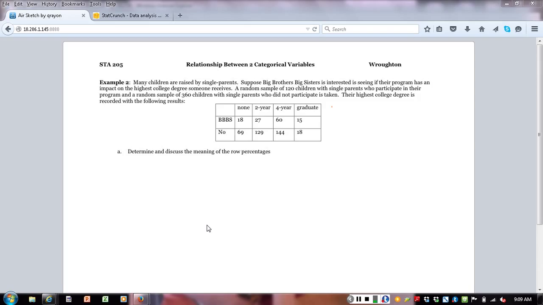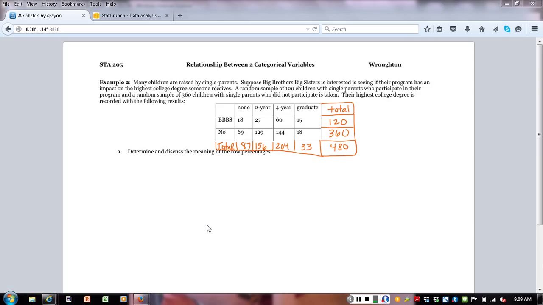Now, one thing I did not include here for you were totals. I'm actually going to go ahead and add my totals here. So we had 120 participants in the Big Brothers Big Sisters, 360 that were not, for a total of 480 children. Go ahead and get my totals in here as well, so we don't really need them, but go ahead and get them anyway. And 30.